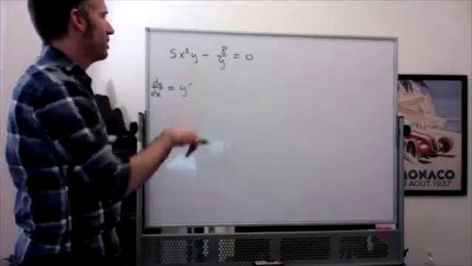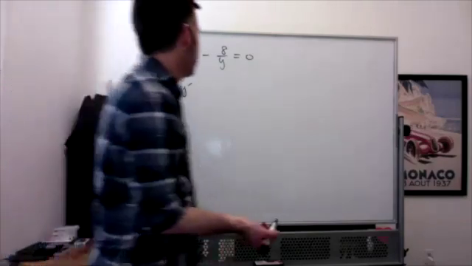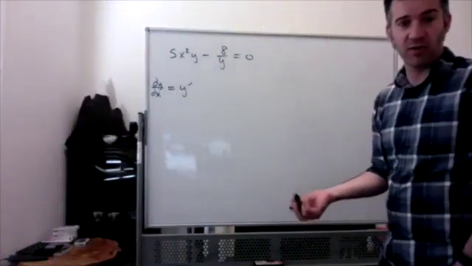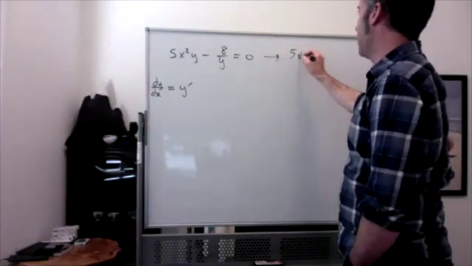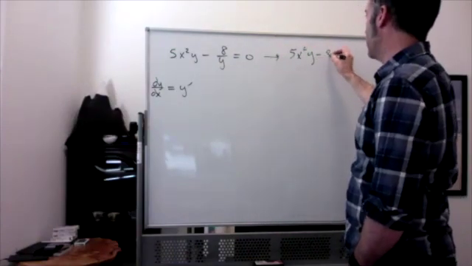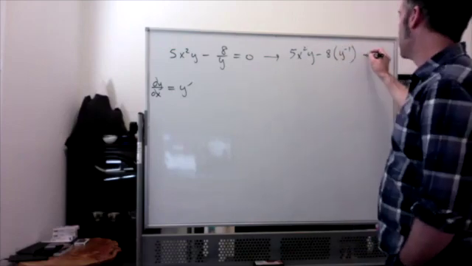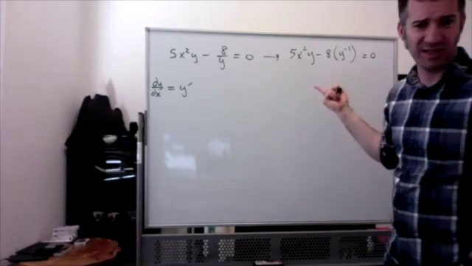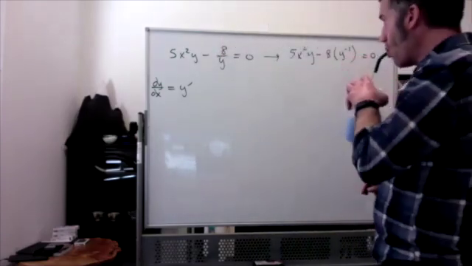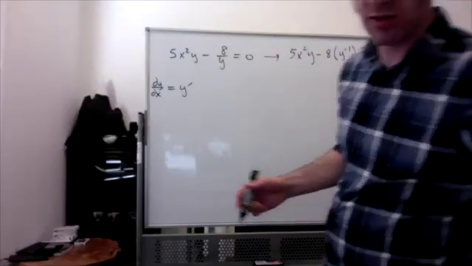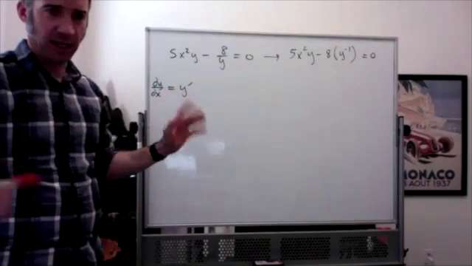So to do this one, I would make one adjustment. I would simplify this a little bit first just to make it easier. I'm going to write this as 5x squared y minus 8 times y to the negative first equal to 0. I probably didn't leave those parentheses there. Oh well. I'm doing this over water. So then we're going to do the implicit again.